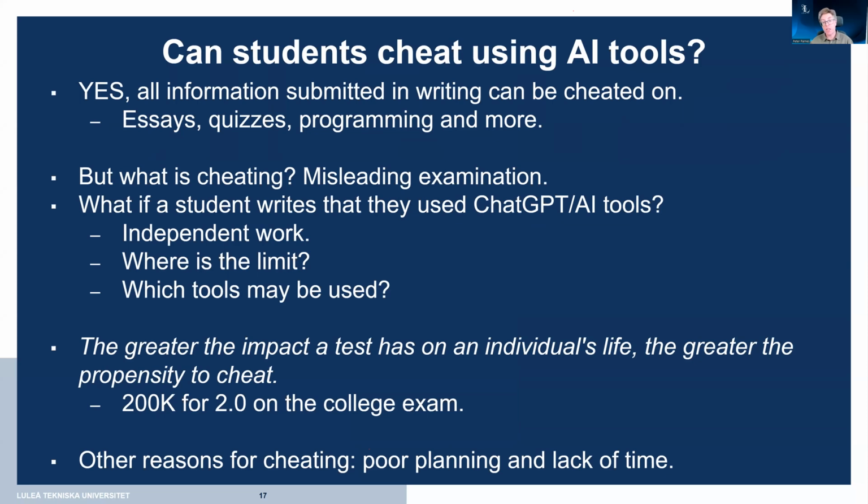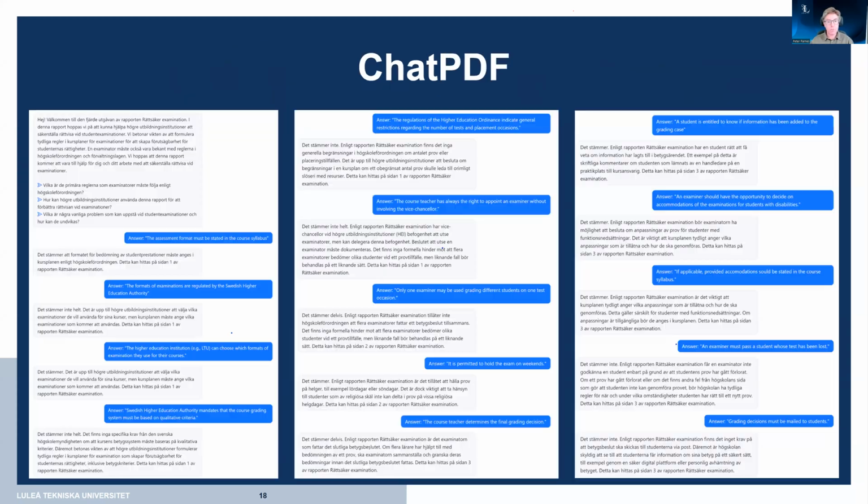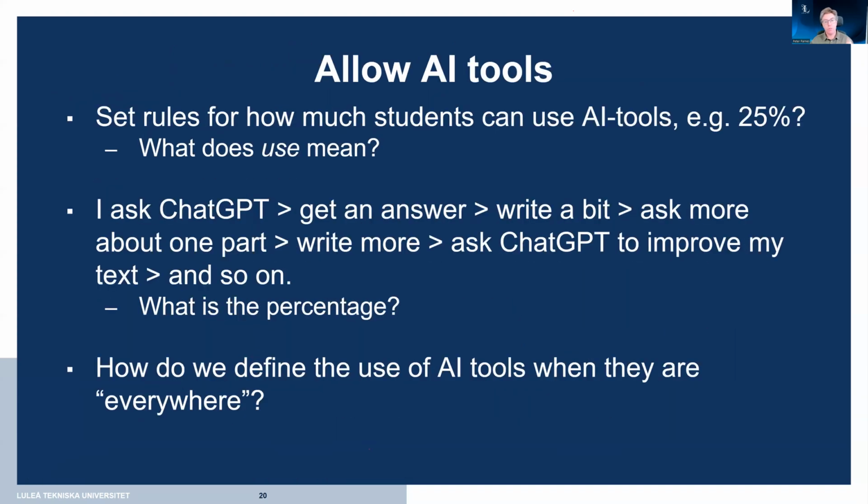Well, when it comes to cheating, they shouldn't do misleading examination. They shouldn't claim that they know something when they don't. But what if we ask them to use AI tools? Then it comes back to independent work and how much they can use these AI tools. And let me just jump forward to this, and I'll come back to the other slides I skipped.